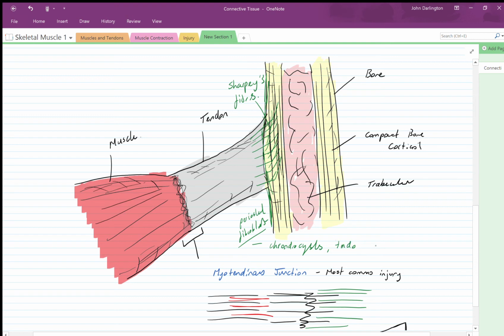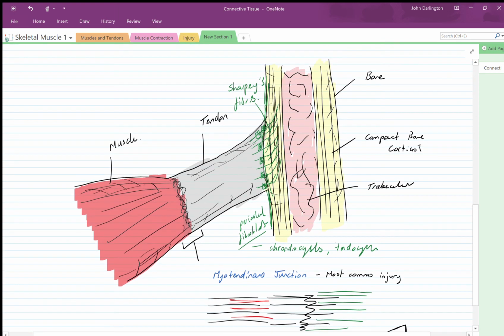And so it's not too uncommon in and around here to find little deposits of cartilage, where some of the periosteal fibroblasts have differentiated into chondroblasts and made little bits of cartilage. That's not terribly unusual. Now, this whole area here, where it joins into the bone with the Sharpey's fibers, has two main names which are interchangeable.